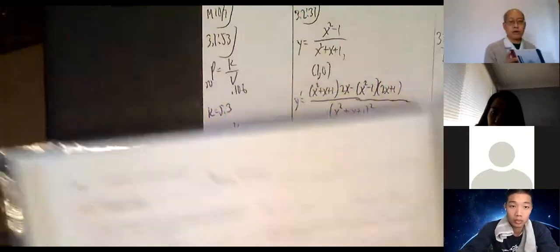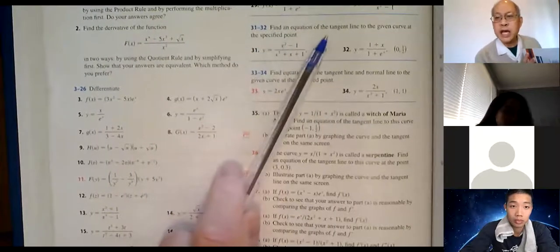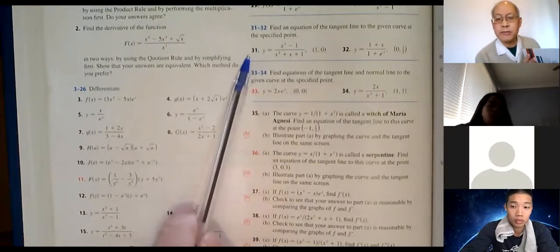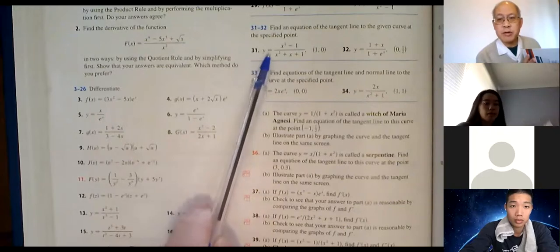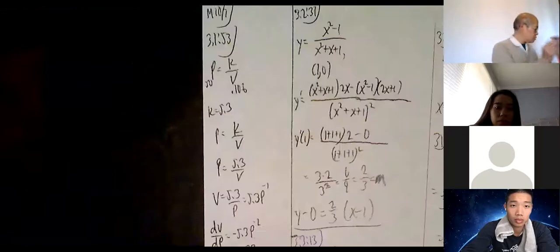But isn't it? I do want 31, sorry, 31. Find the equation of the tangent line to the curve at the specified point. Okay, so similar theme. Find the derivative, quotient rule, plug in 1, 0.